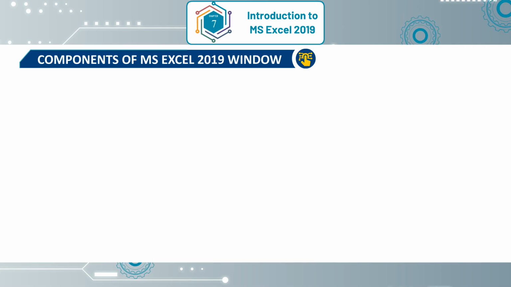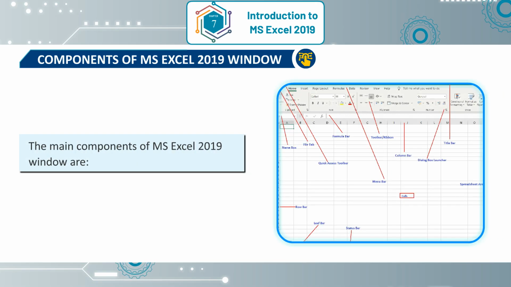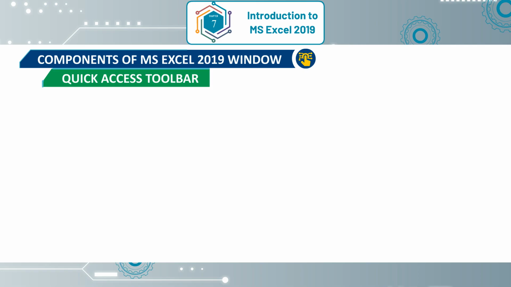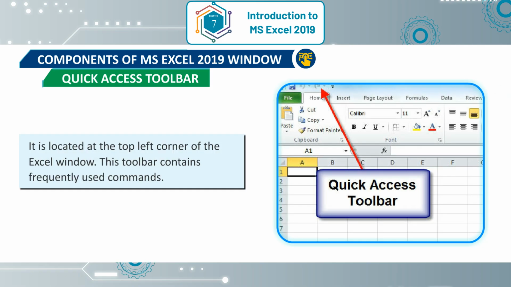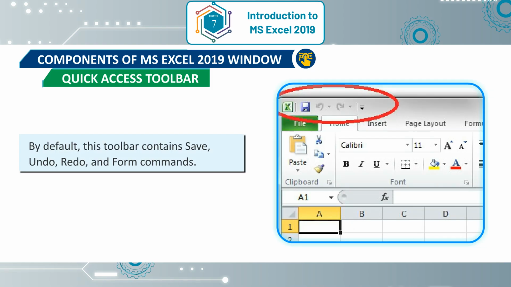Components of MS Excel 2019 window. The main components of MS Excel 2019 window are: Quick Access Toolbar. It is located at the top left corner of the Excel window. This toolbar contains frequently used commands. By default, this toolbar contains Save, Undo, Redo, and Form commands.